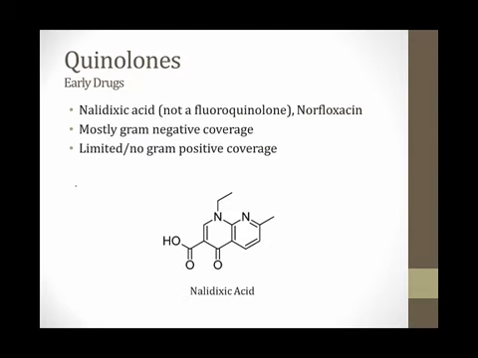Not all the quinolones have the same spectrum of activity, so let's talk about specific quinolone drugs now and which bacteria they cover. One of the first quinolones on the market was a drug called nalidixic acid. This is unique among the quinolones because it is not a fluoroquinolone. This is its structure shown on the screen here. It does not have a fluorine atom. Another early quinolone was a drug called norfloxacin, and these drugs had mostly gram-negative coverage only. They had very limited or no coverage of gram-positive bacteria, and this generally limited their utility.